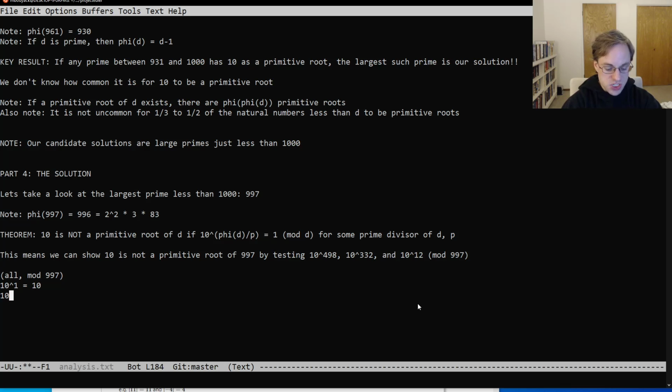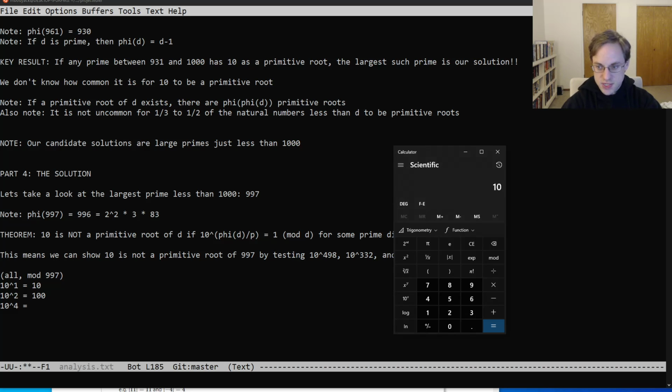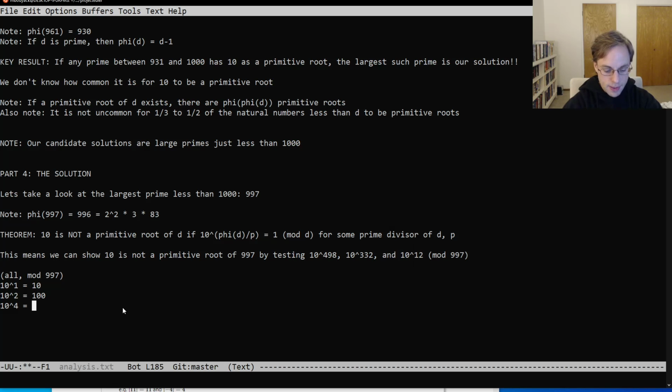Okay, square that, and obviously we get 100. Square that, and we get, let's see here, mod 997, 30. 10 to the 8th is going to be 900. 10 to the 16th.